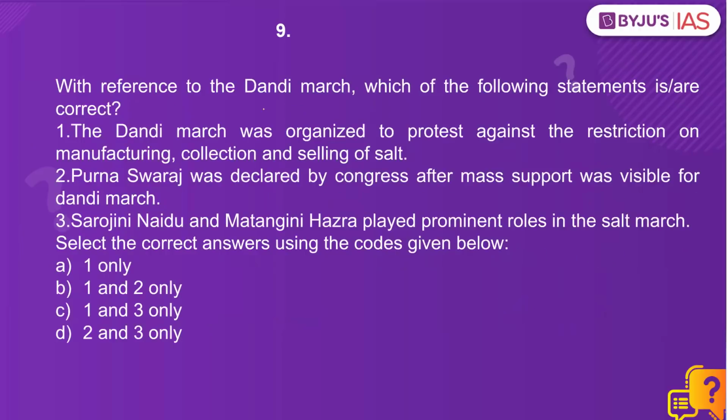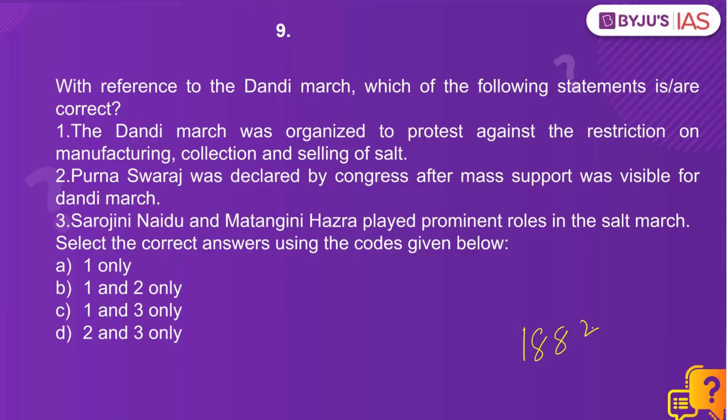Question number 9 with reference to the Dandi March. Which of the following statements is or are correct? The Dandi March was organized to protest against the restriction on manufacturing, collection and selling of salt. According to the Salt Act of 1882, only the British government in India could manufacture salt, collect salt and sell salt. This is what we call monopoly.